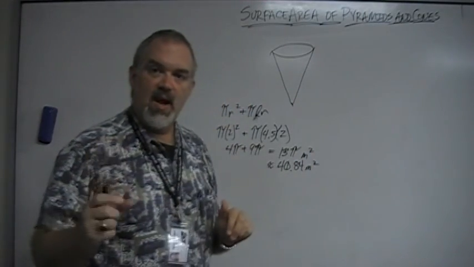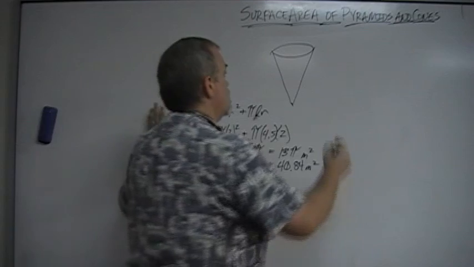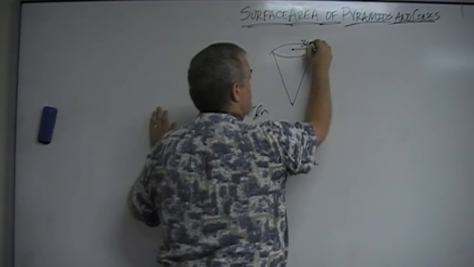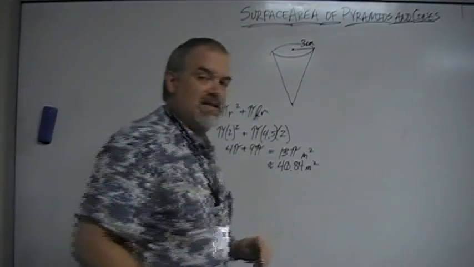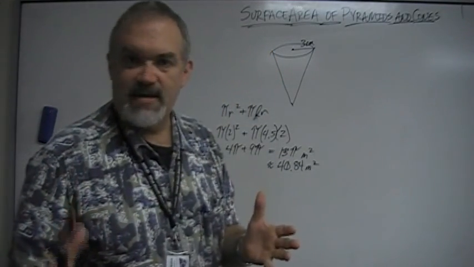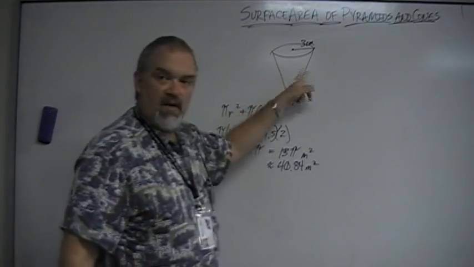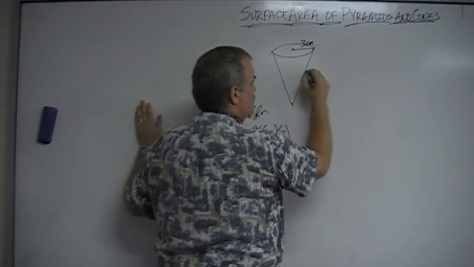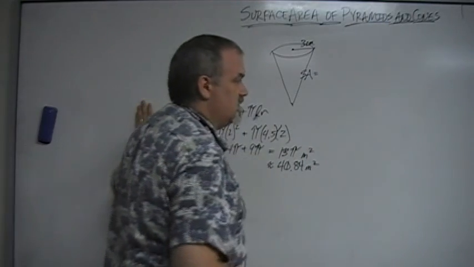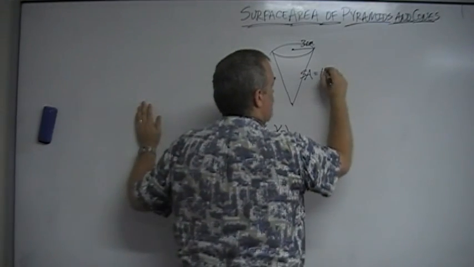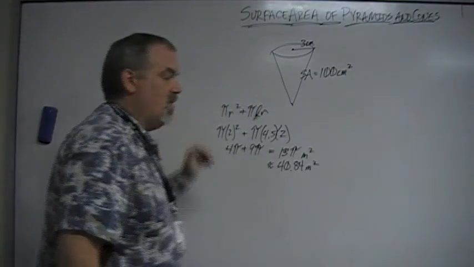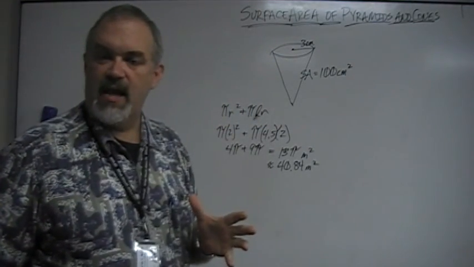And let's say that we know that the radius is 3 centimeters. Instead this time we're going to tell you in advance that the surface area of this curved part, not the top, just the curved part, this area here, is equal to 100 centimeters squared. Now, from that, can you tell me what the slant height is?